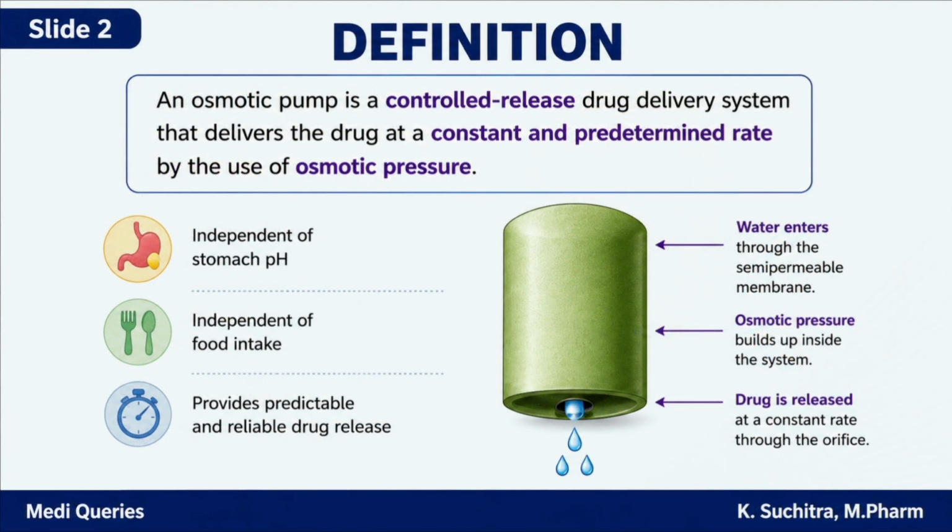Definition. An osmotic pump is a controlled release drug delivery system that delivers the medicine at a constant and predetermined rate by using osmotic pressure. The word osmotic comes from osmosis, which is the movement of water through a semi-permeable membrane. Unlike ordinary tablets, osmotic pumps do not depend much on stomach pH, food or digestive movements. Instead they rely on water entering the tablet. This makes the drug release highly predictable and reliable.